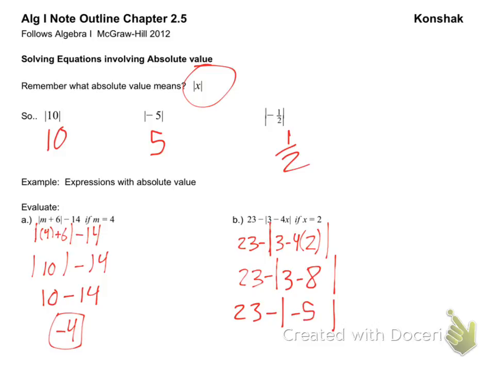Negative 5. Take the absolute value of negative 5. So it becomes negative 5. Wait. I thought it was supposed to always be positive. So it must be wrong, right? Why am I not wrong?